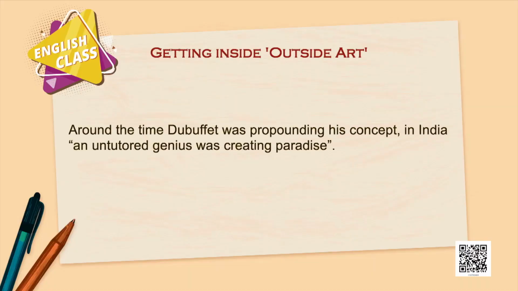So, here we are talking about mainstream artists and the artists who have the talent, who have not received any formal training, but they are able to use materials of different kinds and create art. The author also mentions that around the time Dubuffet was propounding his concept in India, an untutored genius was creating paradise. Can you guess the name of the person?